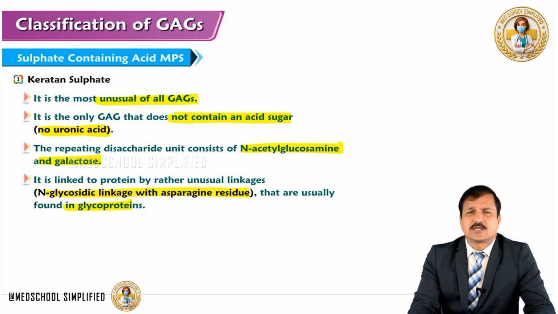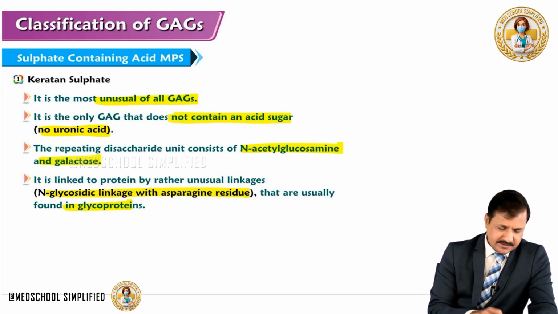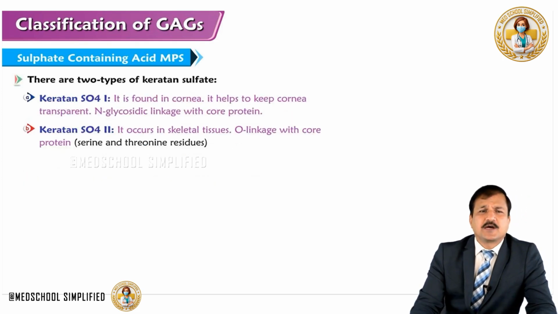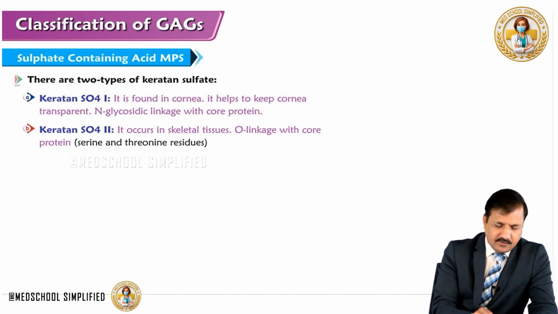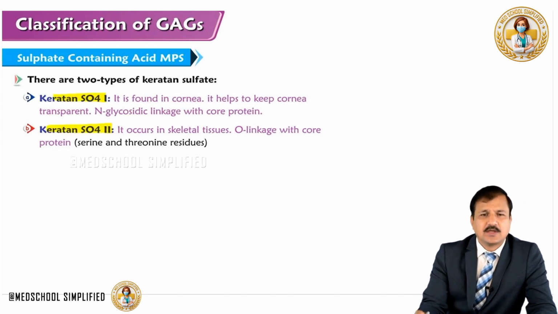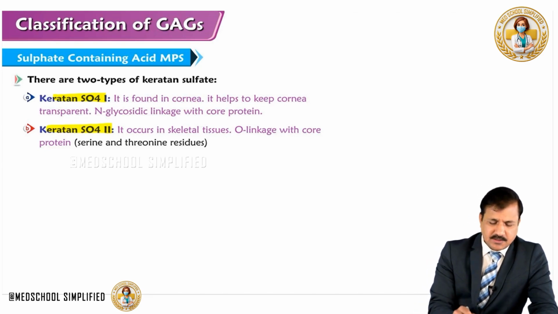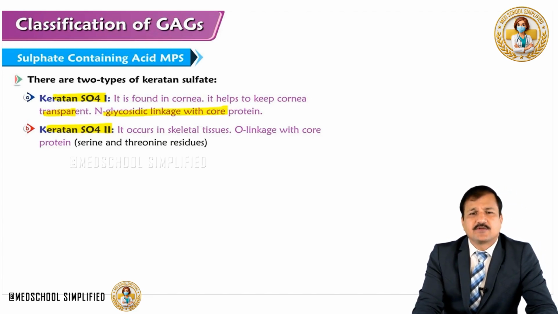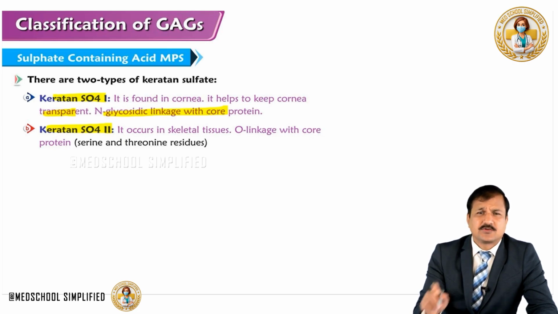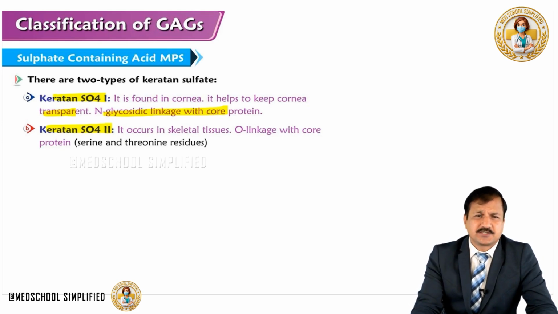So keratan sulfate, while making proteoglycan, is attached to a core protein with an N linkage. That's something special with keratan sulfate. Now there are two types of keratan sulfate, keratan sulfate 1 and keratan sulfate 2. Keratan sulfate 1 is found in the cornea, where it helps to keep the cornea transparent, and the N-glycosidic linkage is there with the core protein in keratan sulfate type 1. That's where the N linkage comes in, which makes it special.